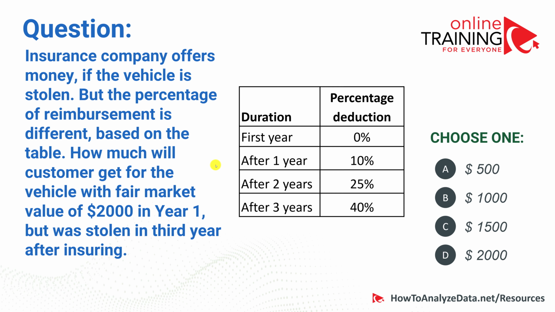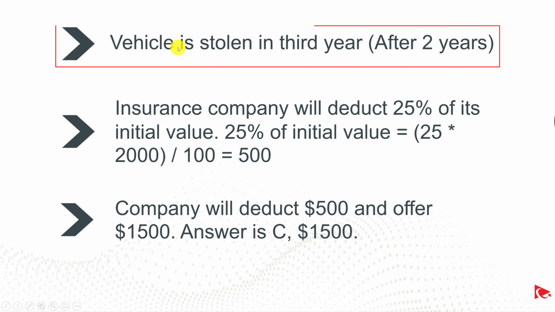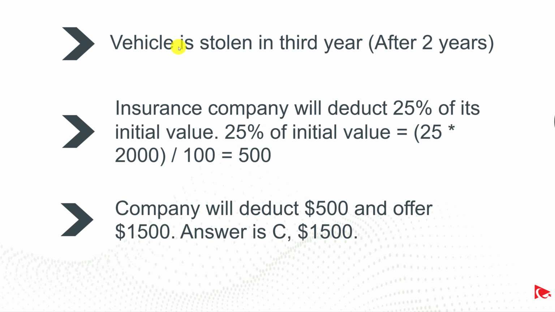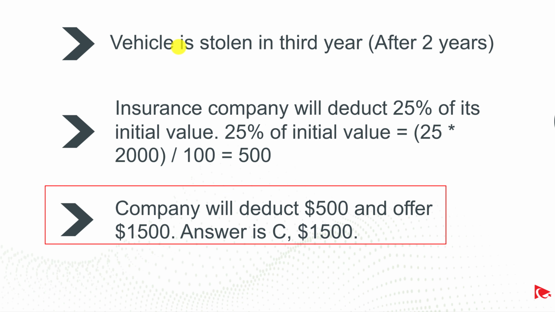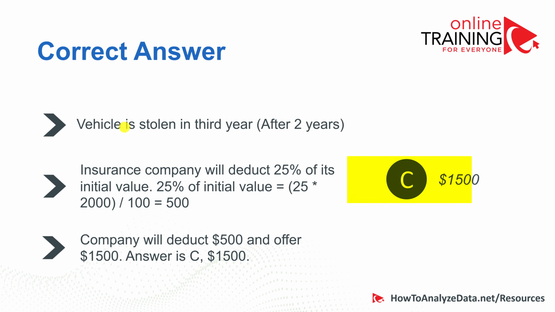Let's look at how you would approach answering this question. After 2 years, you would have to deduct 25% of the original cost of the vehicle. 25% of $2,000 is $500. So 2,000 minus 500 that you would have to deduct would be 1,500 reimbursement that you can get from insurance company. Let's recap. The vehicle is stolen in the 3rd year after 2 years. Insurance company will deduct 25% of initial value, and 25% of initial value is $500. Company will deduct $500 and offer you $1,500. So the correct choice is answer C. Hopefully you've got this one right.